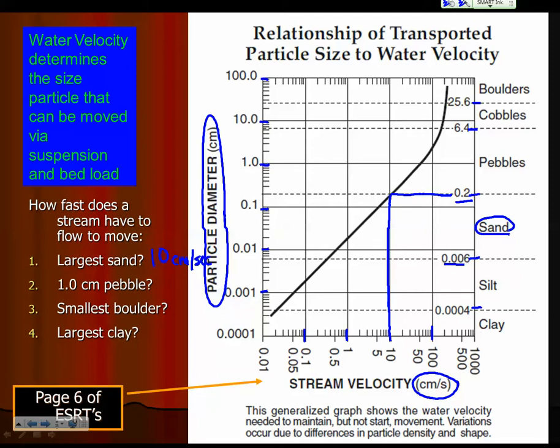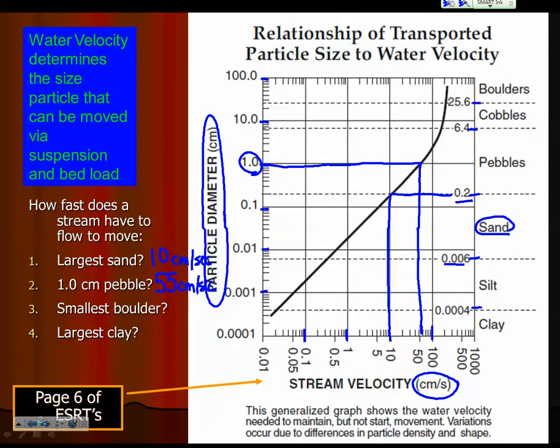Next, a 1 centimeter pebble. Now the right-hand side isn't as useful for that, but the left-hand side definitely shows a 1 centimeter pebble. And so we're just going to follow that line over and follow it down as best we can. And it looks like not quite 50, maybe 55 to 60 centimeters per second.